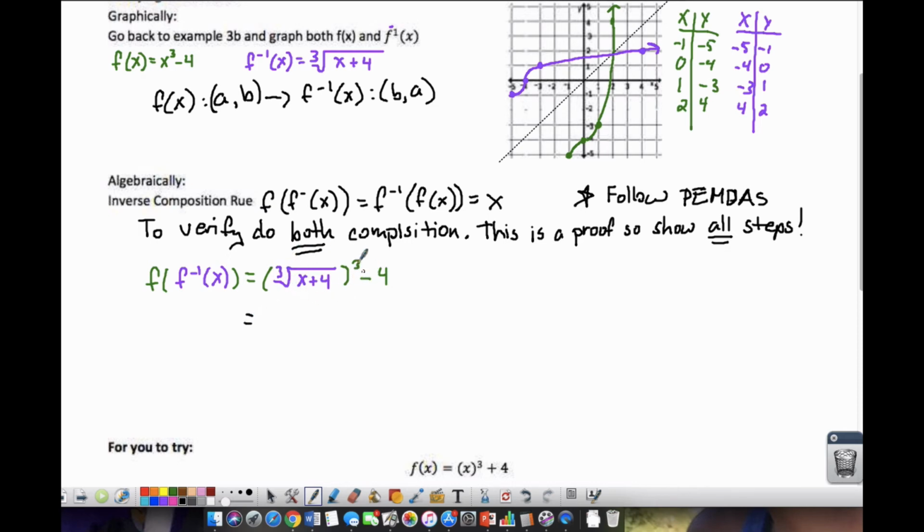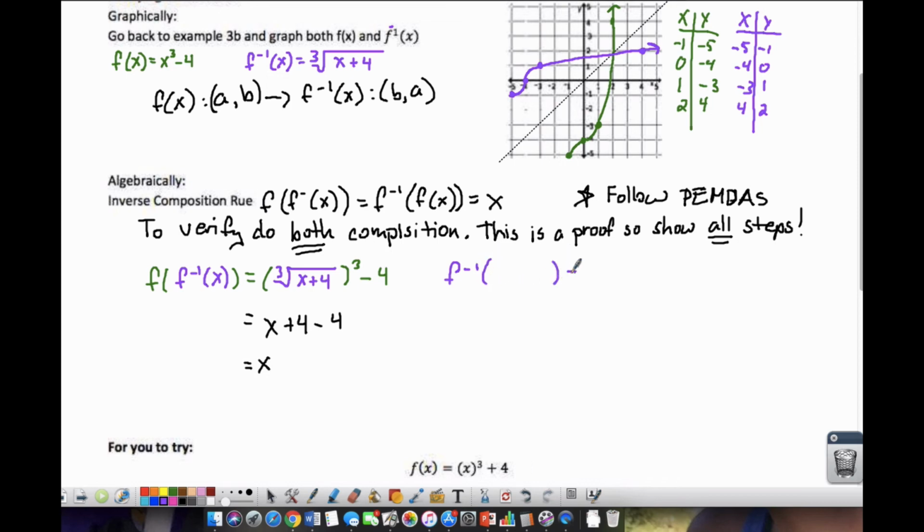All right, so a proof. If I do this first, which I would because it says exponents first, there's nothing inside the parentheses I can simplify, but I can do exponents. So when I cube the cubed root, I end up with x plus 4 minus 4. And then add and subtract happens next. I'm going to take 4 minus 4, and I end up with x. Okay, so far this is correct. Now I need to go over here and do the inverse with the original function plugged in.